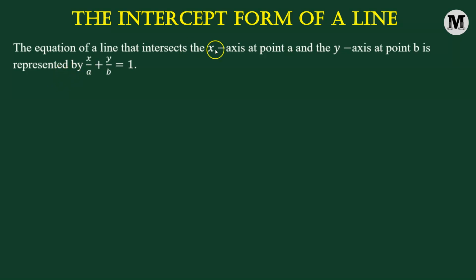The equation of a line that intersects the x-axis at point A and the y-axis at point B is represented by x over A added to y over B equals to 1. Okay, let's try to understand this problem. So we'll try to verify that this is indeed a true case. That means the equation is indeed given by this form.